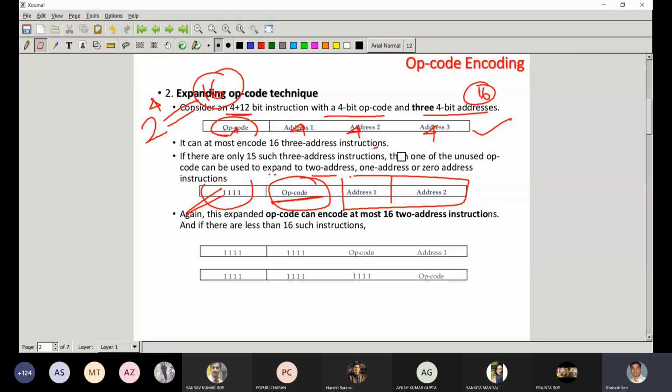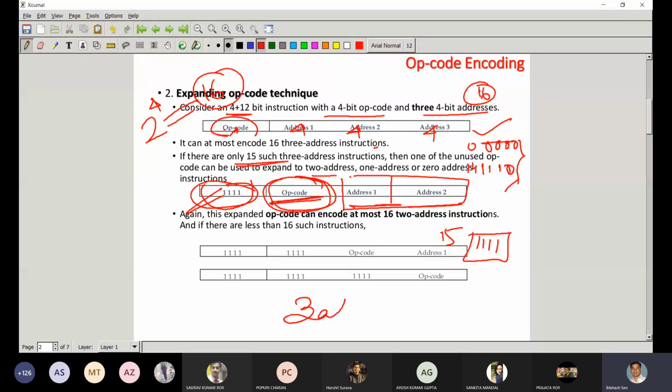So suppose I have 0000, 0001, and so on up to 1110, that is 14. So 0 to 14, total 15 instructions I have used. And the rest one, that is 15, I kept preserved. So that I have fixed here. And then because we are using a 2-address format now, this can be used as an opcode. So you can support 3-address plus 2-address instructions also.